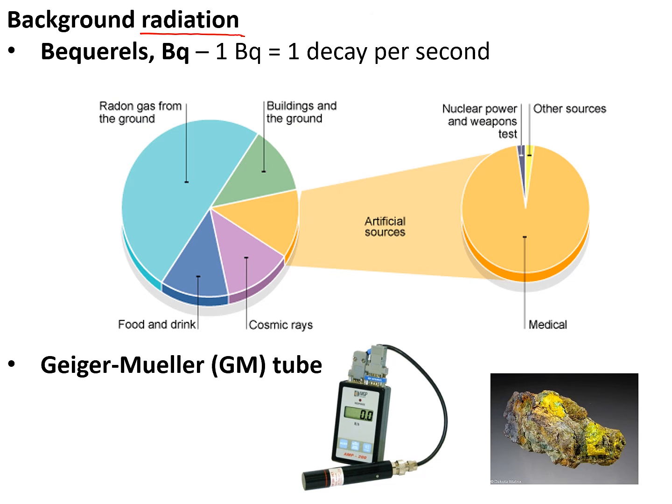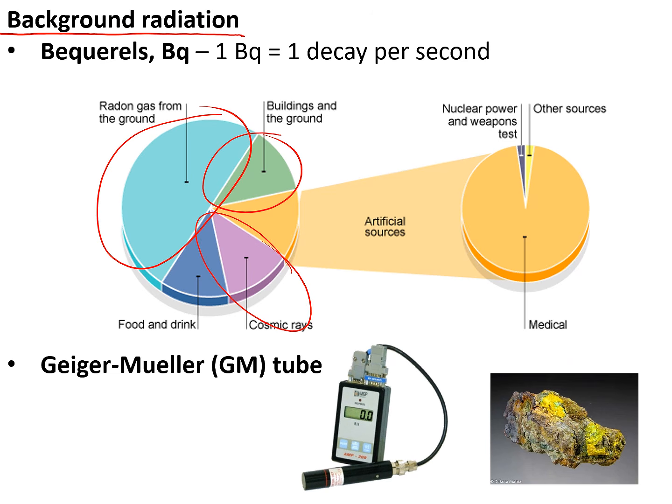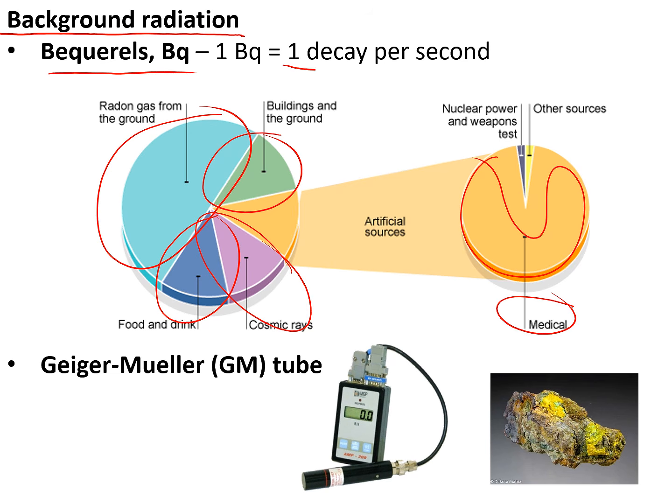Background radiation refers to the ionizing radiation that is naturally present in the environment, and it comes from a range of sources including radon gas, which bubbles up from radioactive rocks in the ground. It comes from buildings and from rocks in the ground. It comes from space, cosmic rays, and from our food and drink, and also from artificial sources, most of which are from medicine.